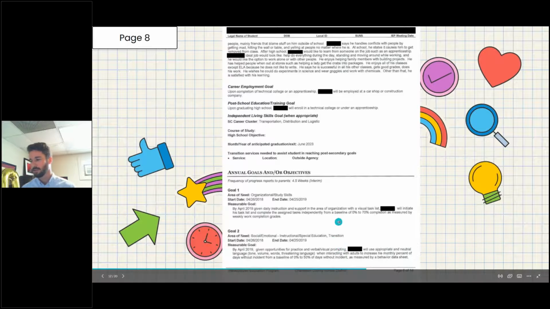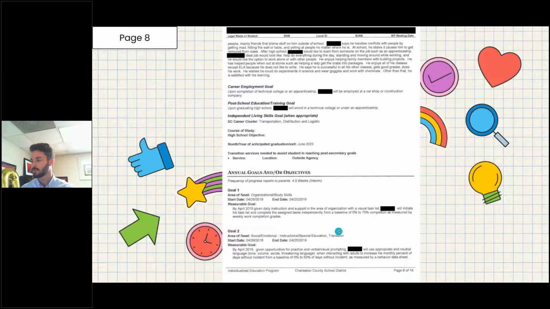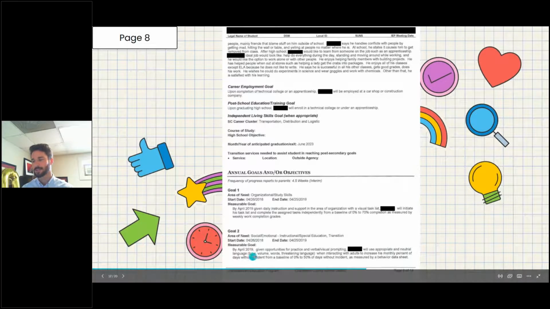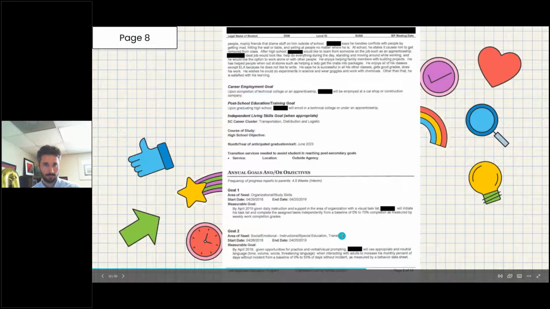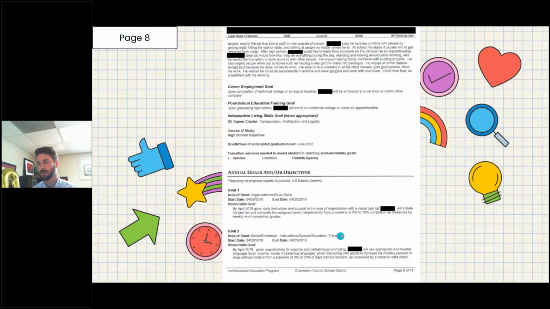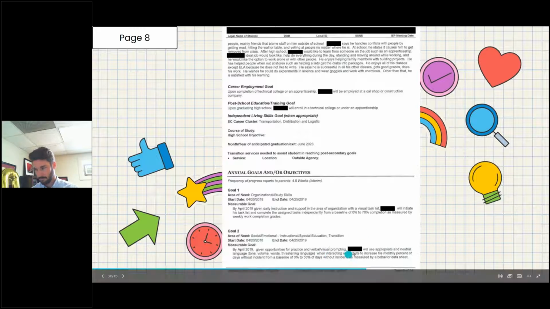Let's see if there are any other areas for specificity. They'll use appropriate and neutral language. I'm almost certain that the reason we have tone, volume, words, threatening language is because I said, sorry, what is neutral language? And everyone said, let's go ahead and be more specific about it. Yeah, let's do that. When interacting with adults, right? Because the IEP shows that this child doesn't have issues with students per se. It's with teachers. The defiance from the ODD comes out when dealing with adults.